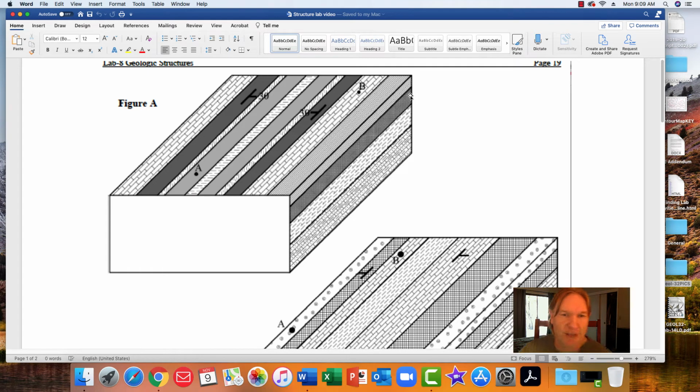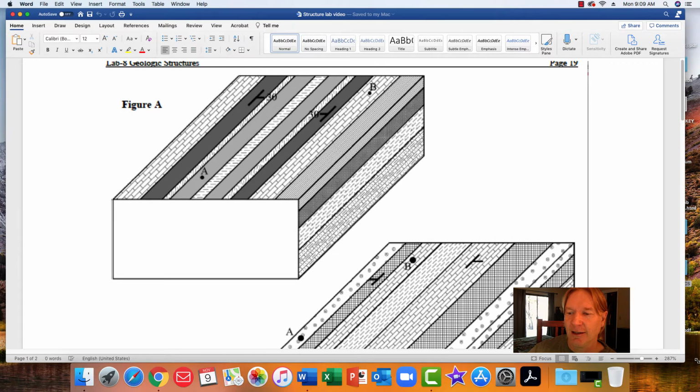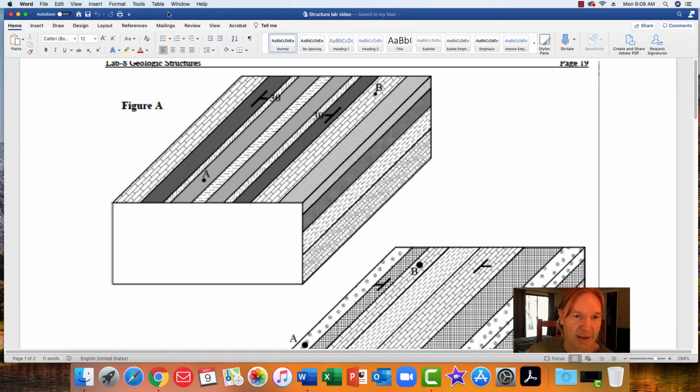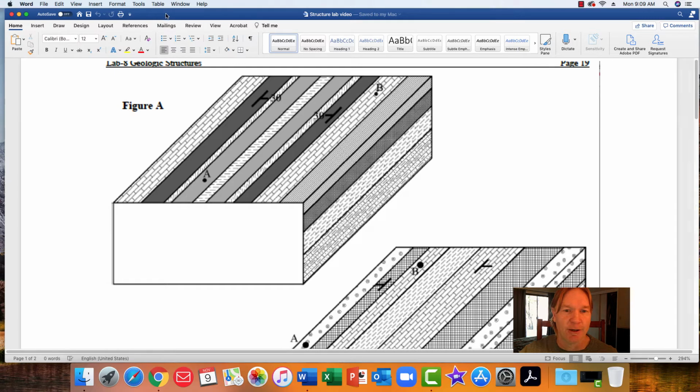Okay everybody, we're just going to do a little tutorial here and I'm going to show you exactly how to do the structural geology lab, diagram by diagram. So what I did is I just took a screenshot of the page for the structural geology lab and dragged it straight into Microsoft Word here.